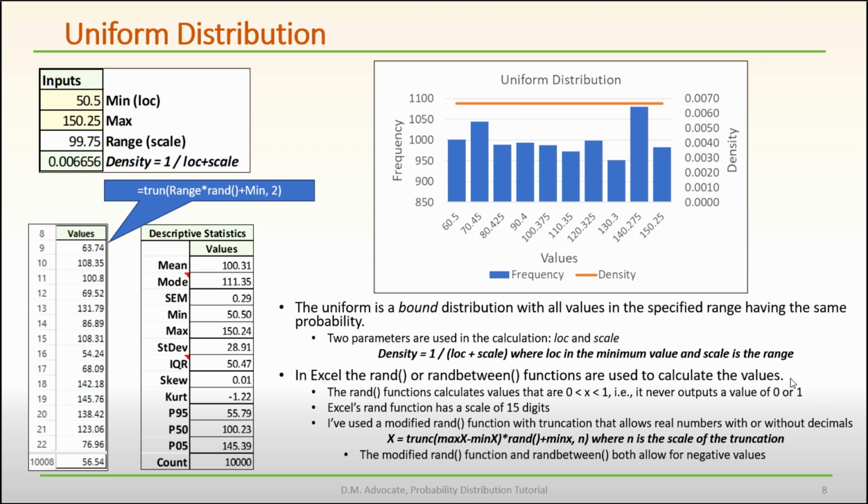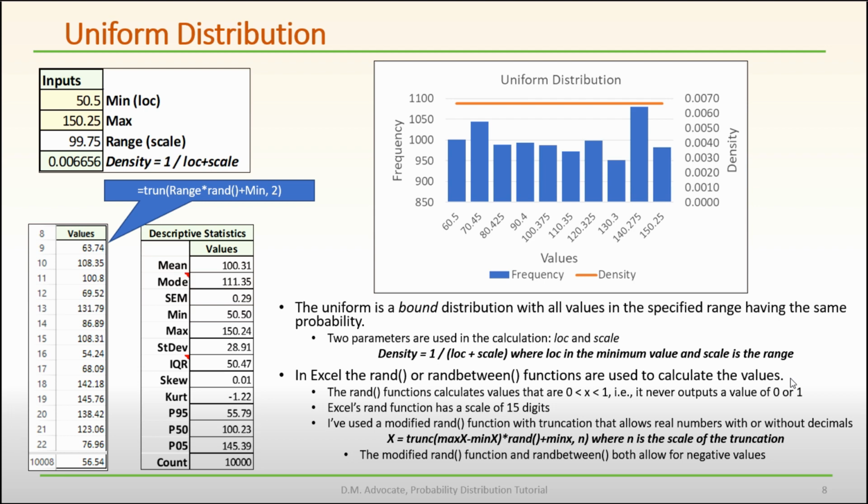The rand function calculates values that are greater than 0 and less than 1, but it never outputs a 0 or a 1. Because the scale in Excel is 15 digits, you can have an awful lot of potential values in a uniform distribution. I recommend that you truncate it to the scale that you want to use.